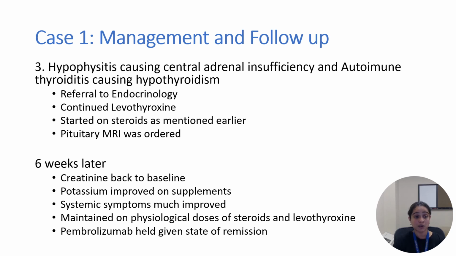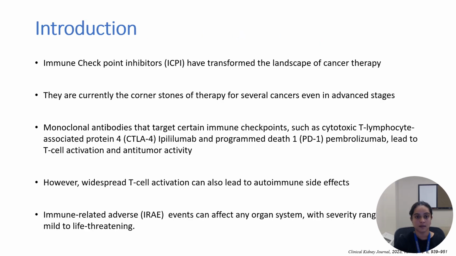She was referred to endocrinology, continued levothyroxine, started on steroids for the acute interstitial nephritis, and that helped with central adrenal insufficiency as well. A pituitary MRI was ordered. Luckily, 6 weeks later, the creatinine was back to baseline. Potassium improved on supplements. Systemic symptoms were much improved. She was now on physiologic doses of steroids and levothyroxine. Pembrolizumab was held given the state of remission.